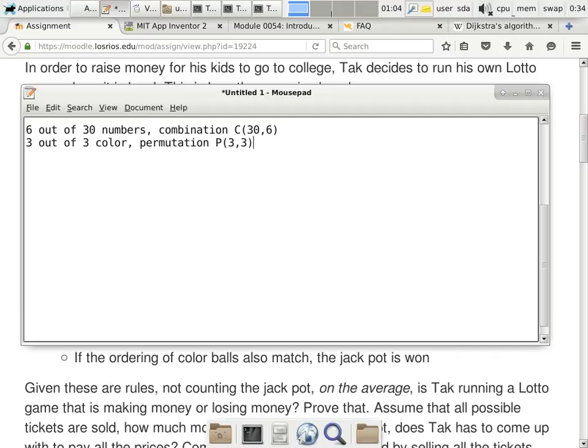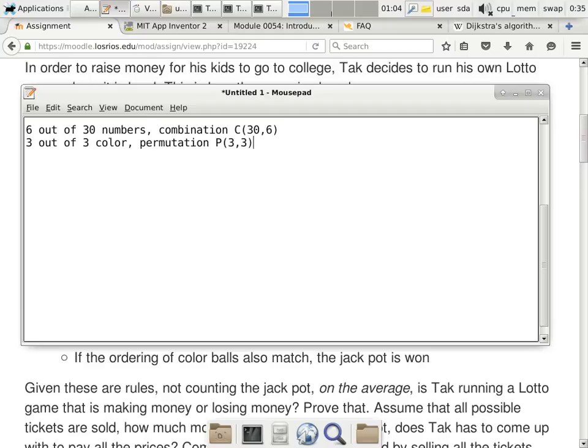But these two particular parts of a ticket are completely independent. In other words, when you look at a lotto ticket under these assumptions, the 2 parts, the 6 numbers and the 3 colors, are completely independent. And that means when you want to look at the number of possible tickets, you're looking at the product of these 2 numbers. Is that making any sense?